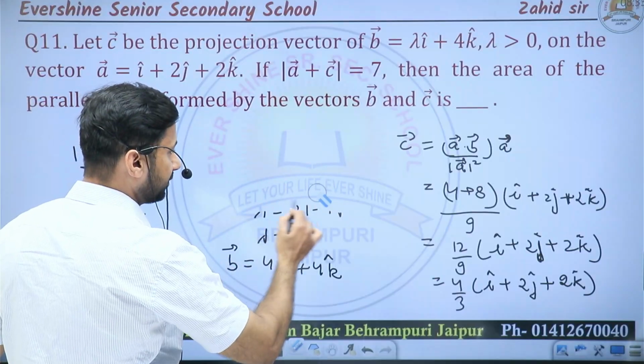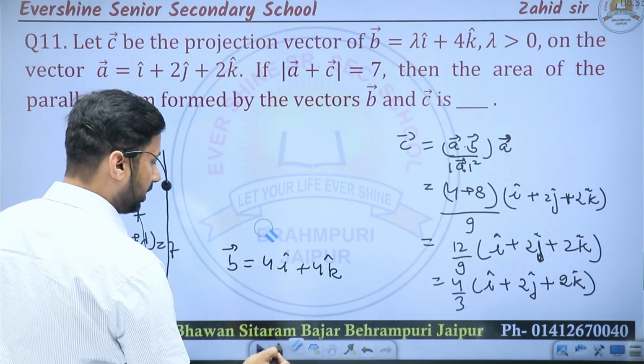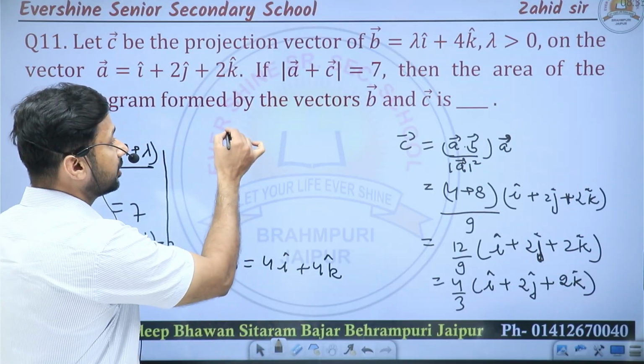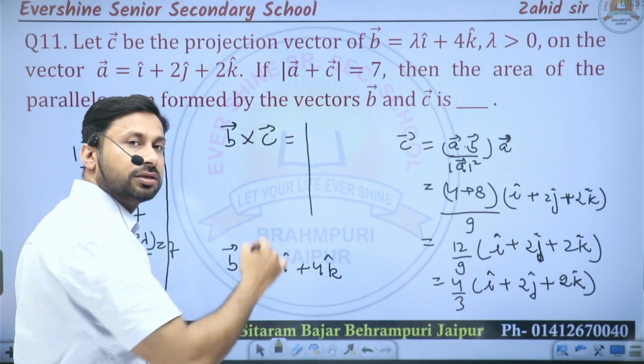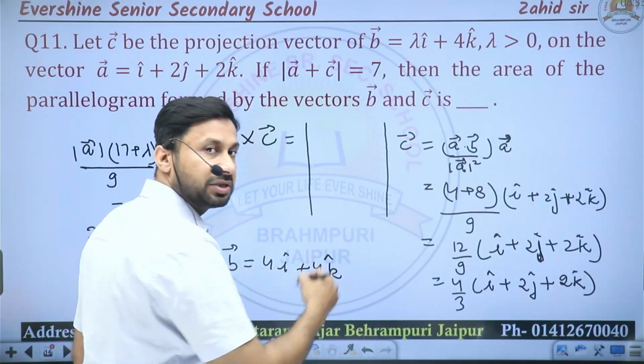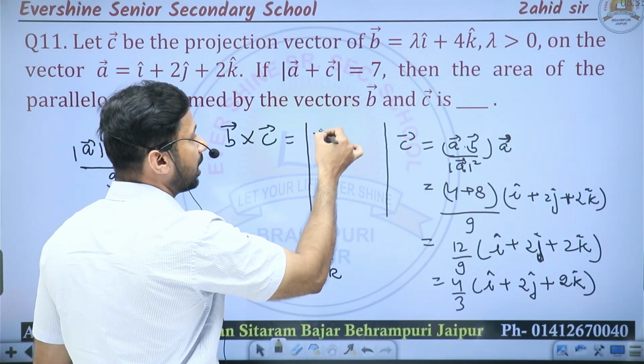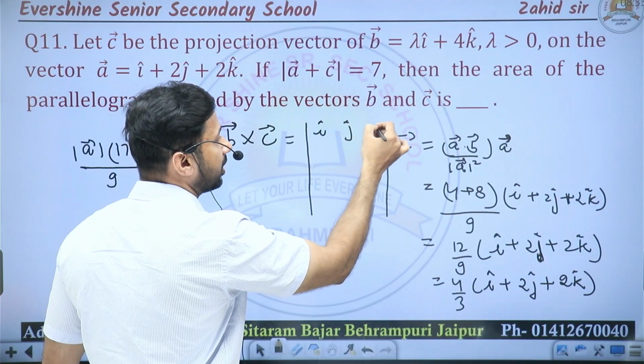So B cross C. Here I need to find B cross C. B cross C can be found by the matrix method. So I cap, j cap and k cap.